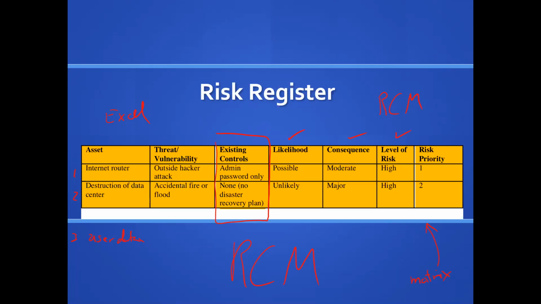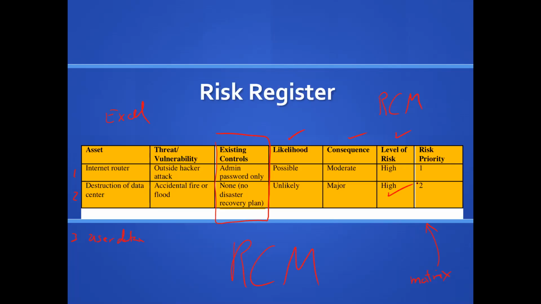Now, the next example is interesting. It says the destruction of a data center. So here, the likelihood of that happening is very unlikely. But the consequence is major. Obviously, if you lose the data center, that's a serious thing. So even then, you can conclude, okay, this one is high.